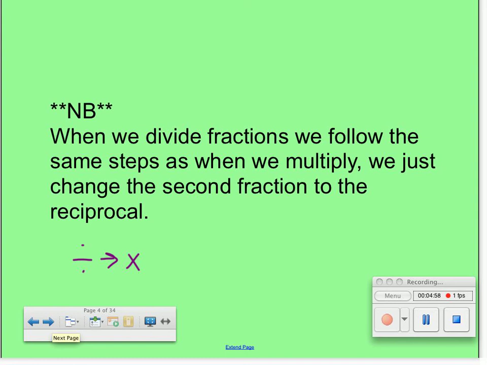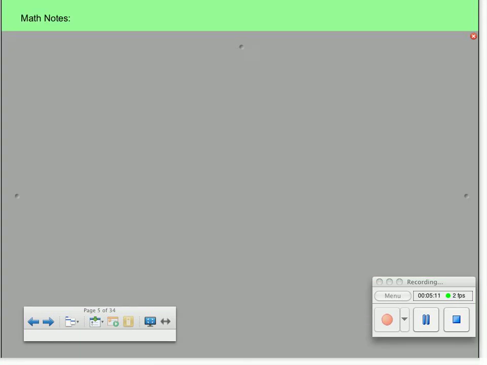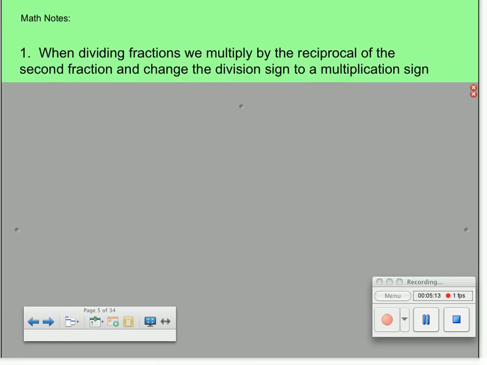So for those of you who don't like to divide, you actually don't have to divide when you're dividing fractions. As soon as you change the division sign to multiplication, and then you change the second fraction to the reciprocal, we are following the exact same 5 steps that we have been for the past while when we have been multiplying fractions. Okay, so here are the steps.